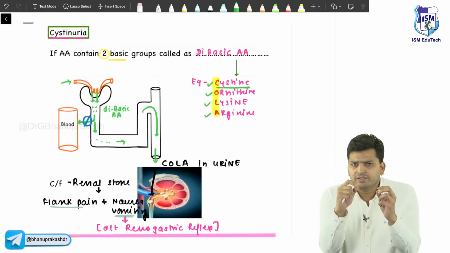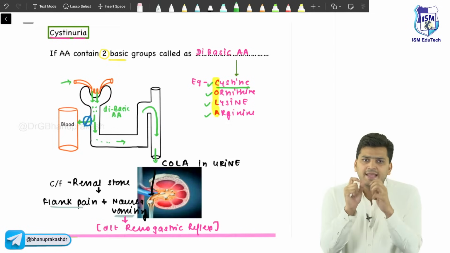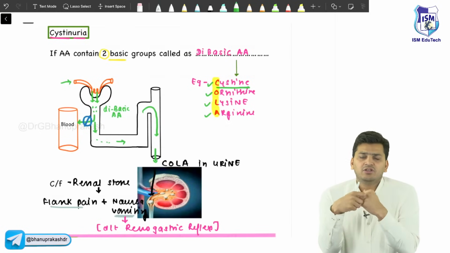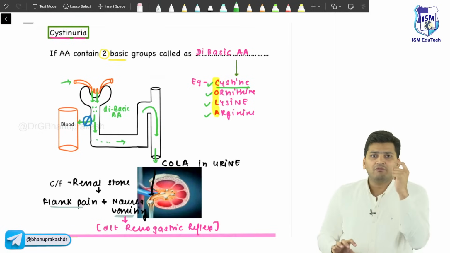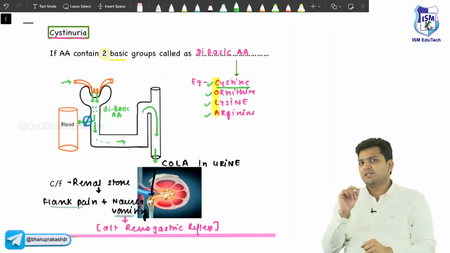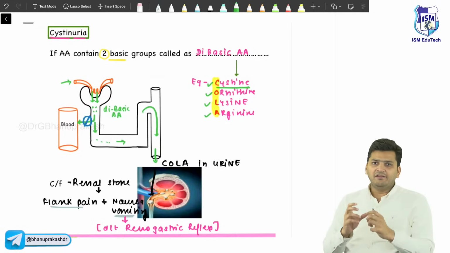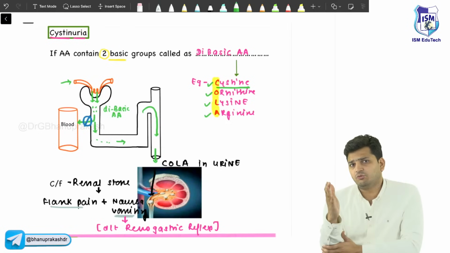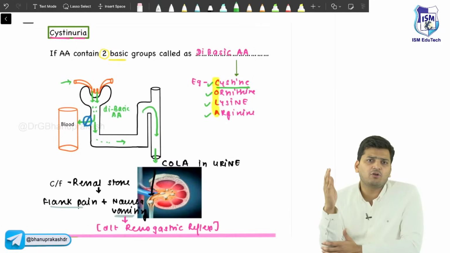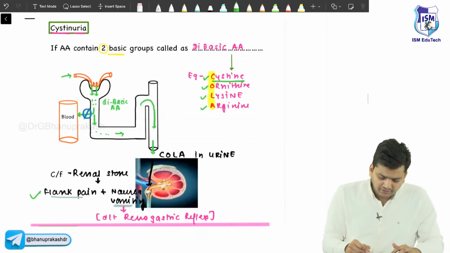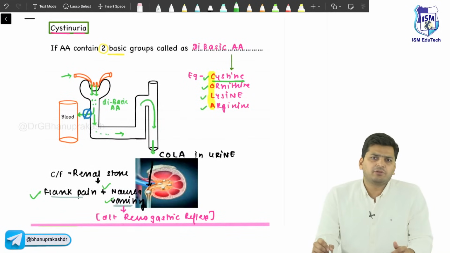The problem is these amino acids make crystals and deposit in the renal pelvis, and they develop renal stones. So the patient will develop severe flank pain, nausea and vomiting. How will the cystinuria patient present to you? As a patient of renal stone. What questions will they ask? If a patient comes with a kidney stone and there are dibasic amino acids in the urine, the most likely diagnosis is cystinuria. And what are the dibasic amino acids? Cysteine, ornithine, lysine and arginine. The patient will present with flank pain, nausea, vomiting. This is called cystinuria.